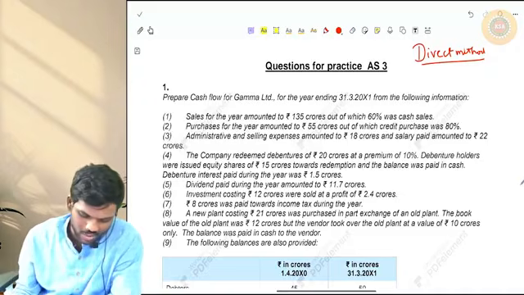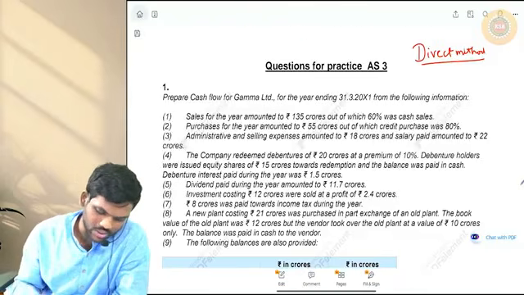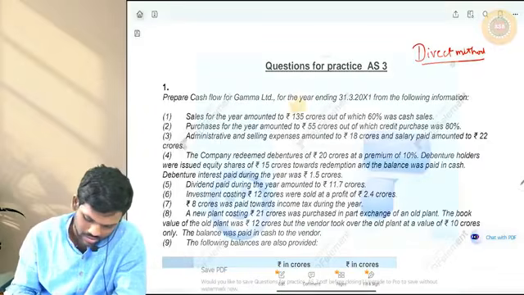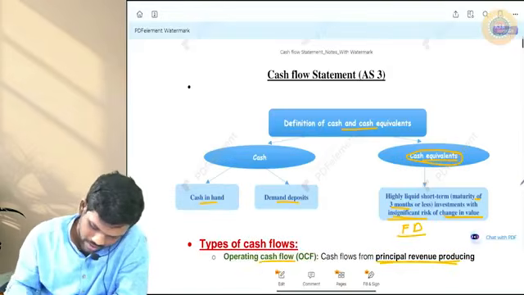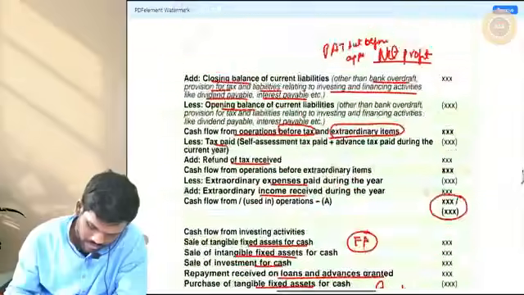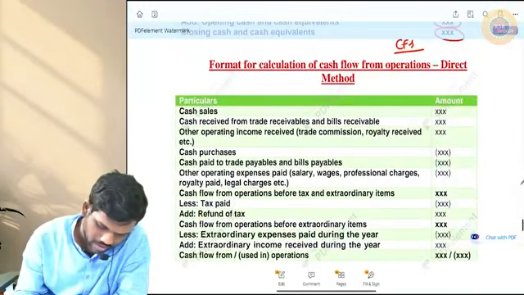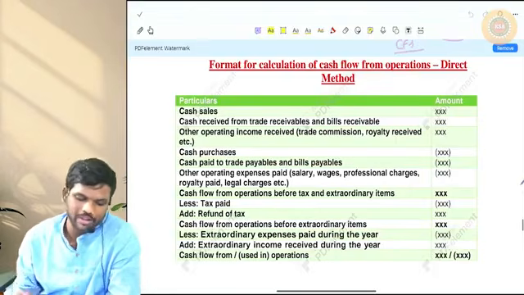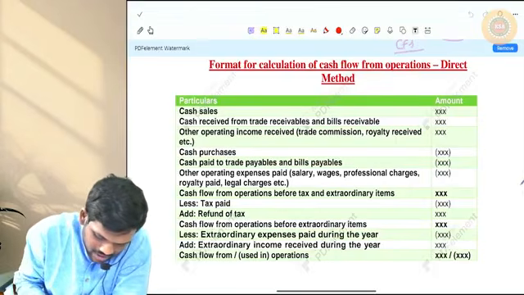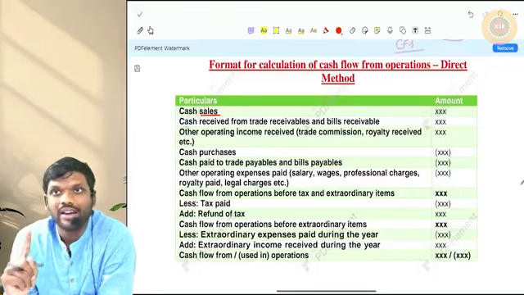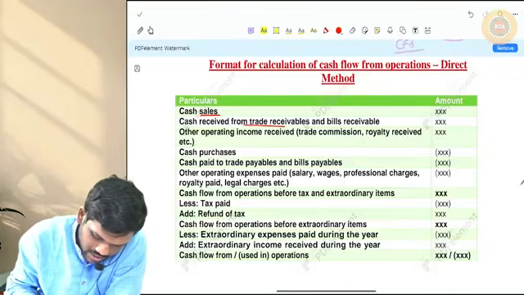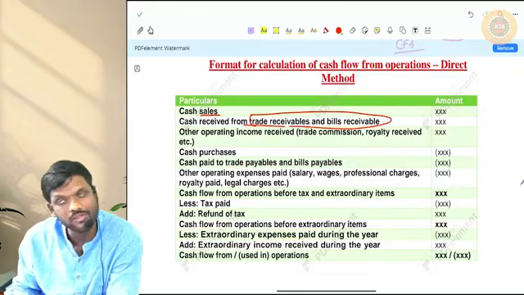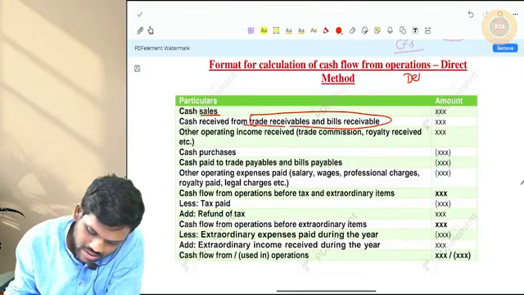Sir, how direct method, sir? How will I know what needs to be done in direct method, sir? Let us just once quickly go through the format. Okay. In direct method, what you should do, first take cash sales. Obviously, cash sales is from operating activities, guys. This direct, indirect distinction is only for operating activities. Take cash sales. Take whatever is received from your customers and your bills receivable. This sometimes will be given to you directly in the question, or you have to prepare debtors ledger account and bills receivable ledger account and find out.